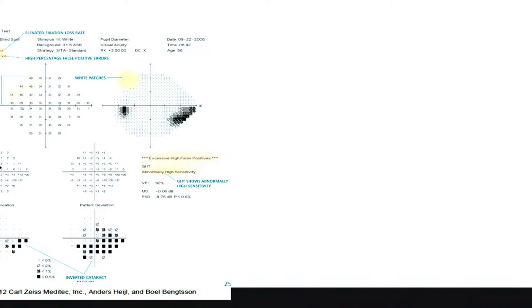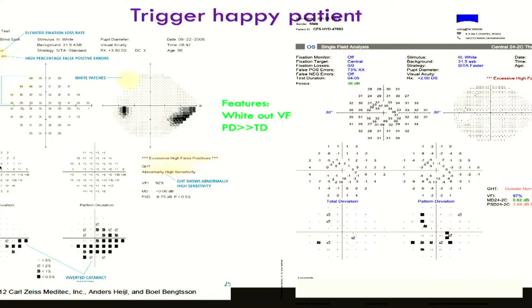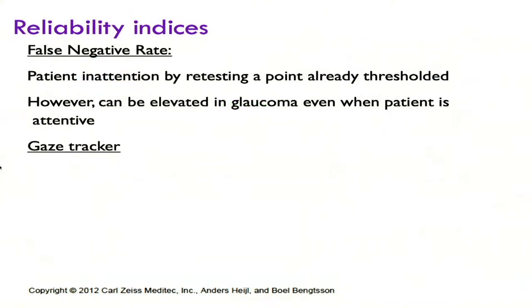Not only do you get a white scotoma, the other thing to look out for, if you look at the bottom there, is that total deviation is less than pattern deviation. Is that possible? That's not possible. Total deviation obviously implies overall field of vision, whereas pattern deviation uncovers your pothole in your vision. So what can you do? You can also have that in tests which are much faster, not just in tests that take time. But remember, these features are very important, whether you get a white-out visual field or pattern deviation more than total deviation. It means your test is not reliable and your patient is trigger-happy.